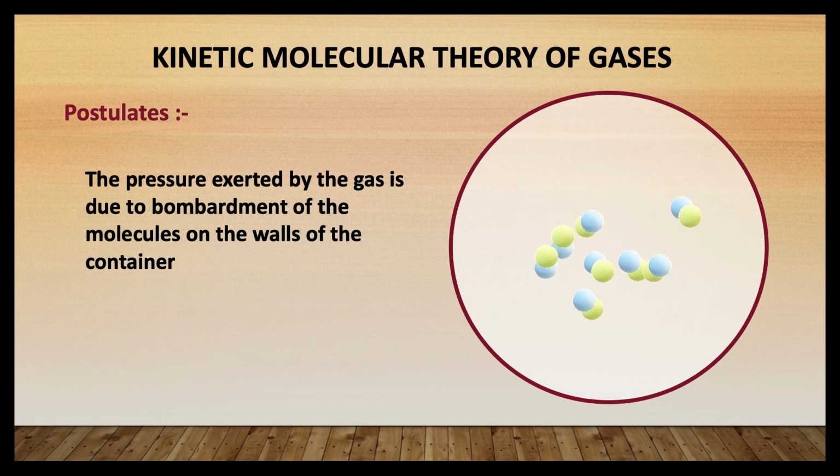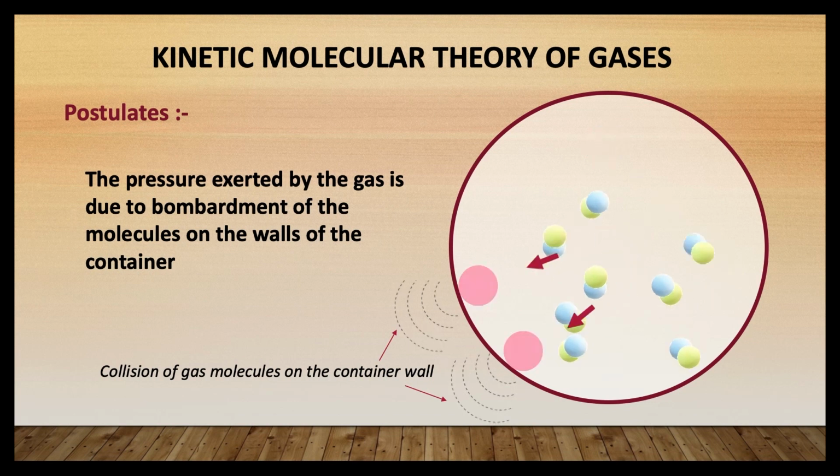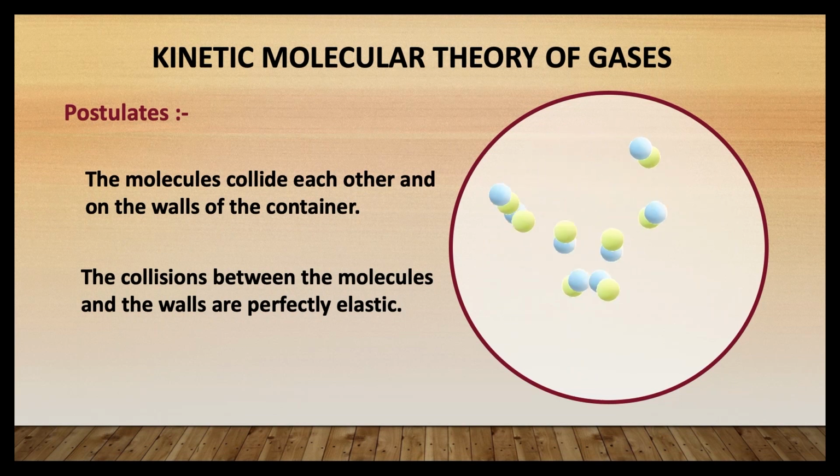The next postulate of kinetic theory is that the pressure exerted by the gases is due to the bombardment of the molecules on the walls of the container. That is, when a molecule strikes the walls of the container, it exerts a little force per unit area. That is what we mean by pressure. The total pressure, which is the result of the hits due to all the molecules per unit area, gives the pressure of the gas. The next postulate of kinetic gas theory says that gas molecules collide with one another and also with the walls of the container.